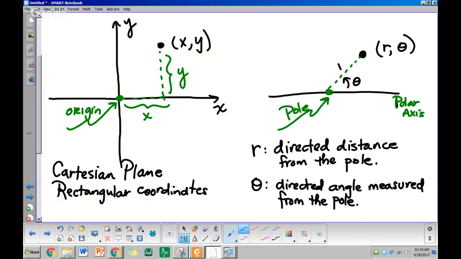And think about it, if I give you any distance from the pole and any angle, could you name any point? The answer is yes. For X, it would be r cosine theta, and for Y, it would be r sine theta. I'm not ready to go there quite yet, so hang on to that thought.